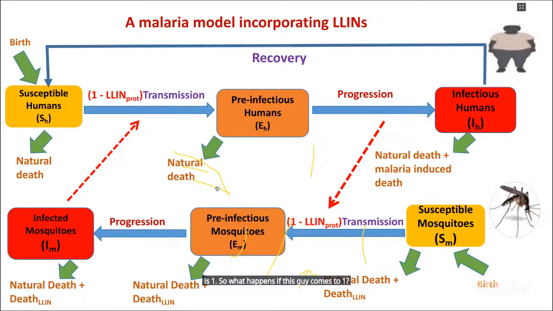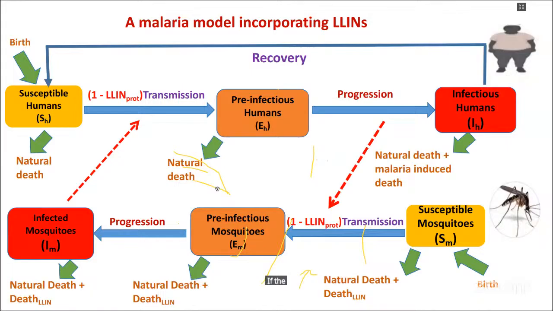There will be no what? If the L-line is 100% effective, that means the L-line approach is 1. So 1 minus 1 is what? 0 times transmission. There will not be transmission if you have a very effective L-line.